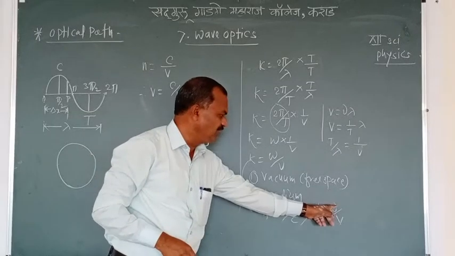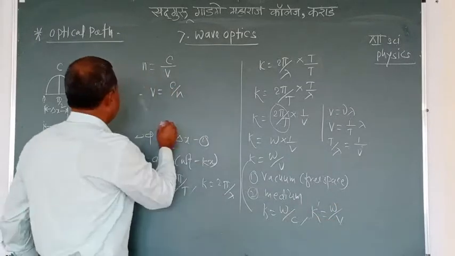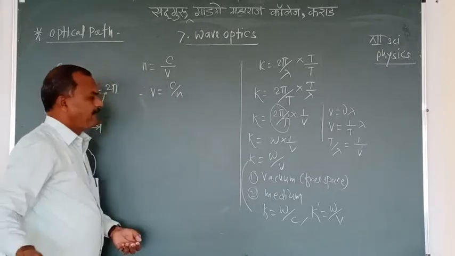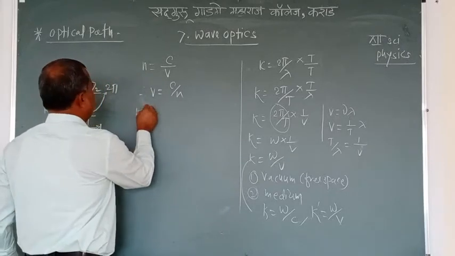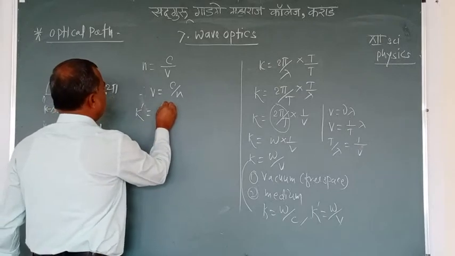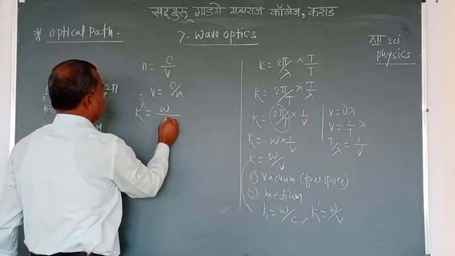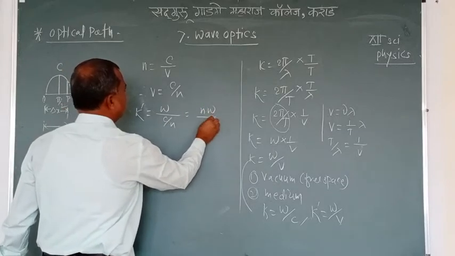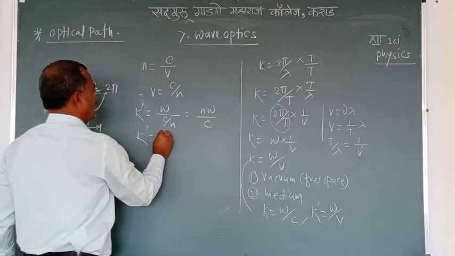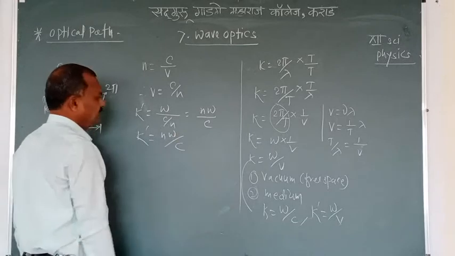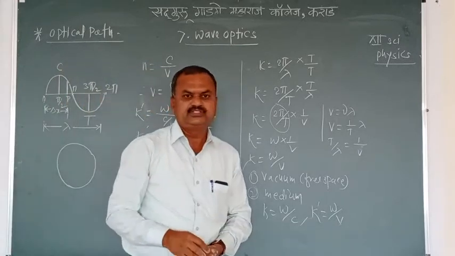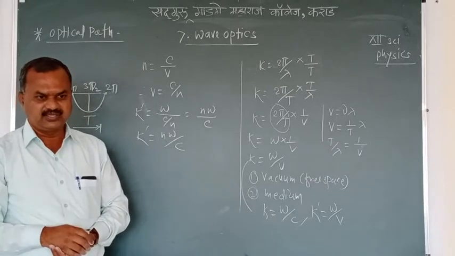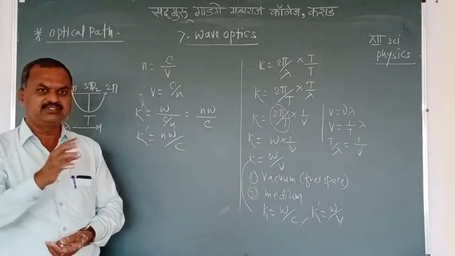K dash equal to omega divided by v. Therefore, K dash equal to omega divided by v. v means c divided by n, equal to n omega divided by c. Therefore, K dash equal to n omega divided by c. This is the value of K dash, the propagation constant, when light travels in a medium.